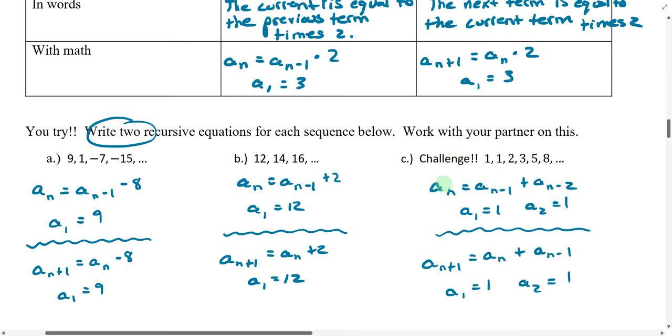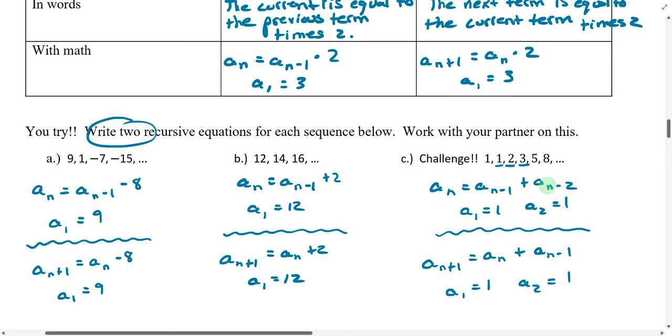So the way that we write this one, we say current term, right? So if I'm on term 3, then the way that we get that 3 is by taking the 1 and the 2 and adding them together. So the previous term and the previous term, right? We have to add those together. So here's the current term, here's the previous term, right?